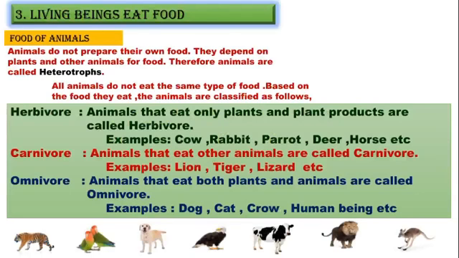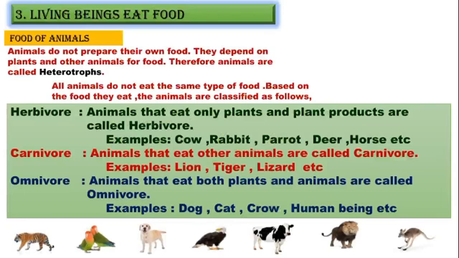So these type of animals eat only plants and plant products. Next, carnivore. Animals that eat other animals are called carnivore. For example, lion, tiger, lizard, etc. So this type of animals, they will eat only other animals or other animals' flesh.